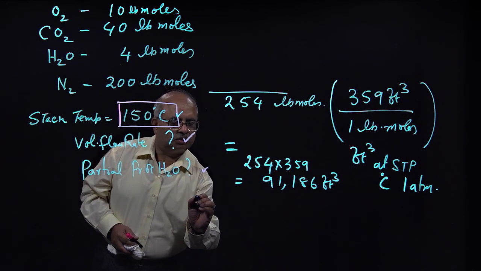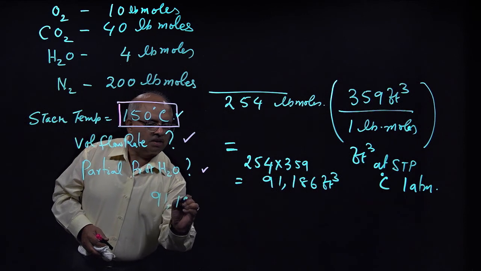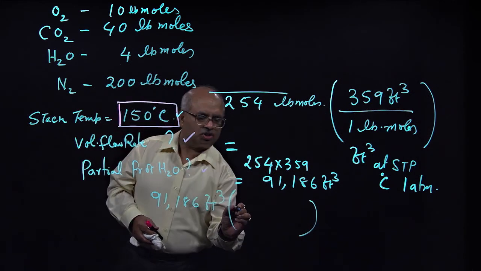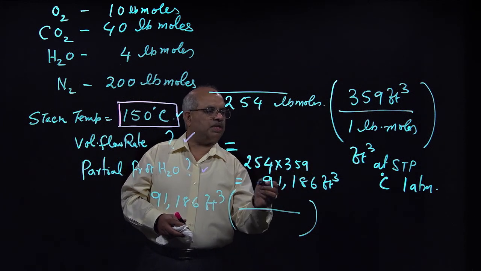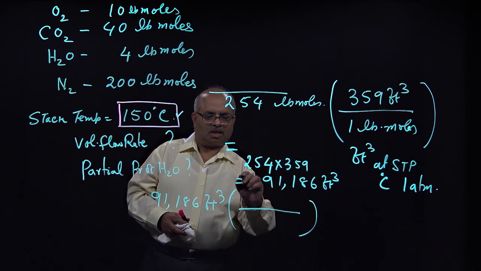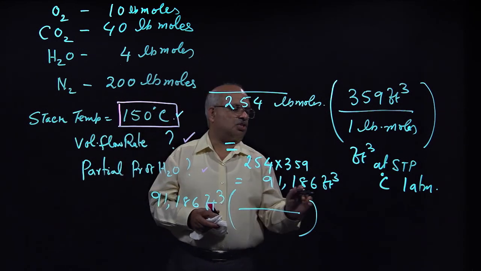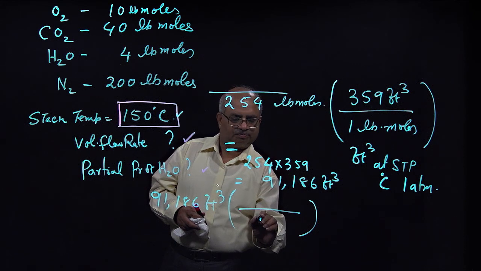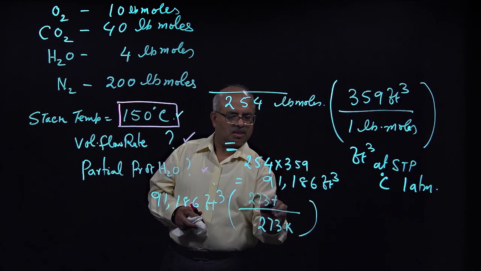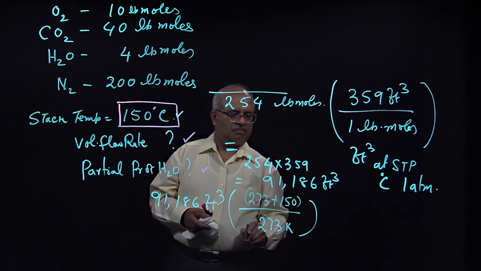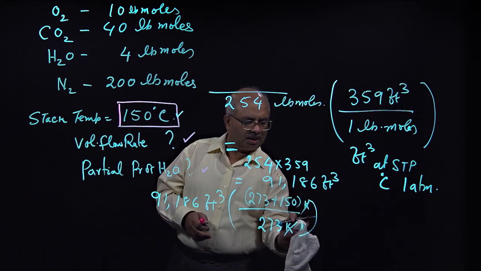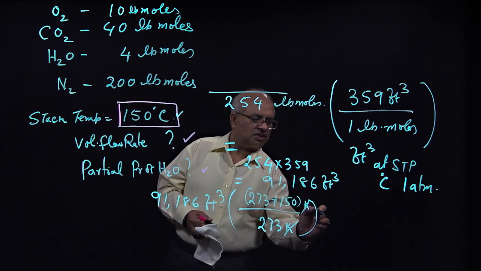So now we take this volume, 91,186 cubic feet, and we correct it for temperature. The temperature at which we are is 0 degrees Celsius, and we are going to 150 degrees Celsius. Again, we have to convert these into Kelvin whenever we are talking about energy. So we have 273 Kelvin, and now we are going to 273 plus 150. Both are in Kelvin, so the units cancel, and you get the volume at 150 degrees Celsius.